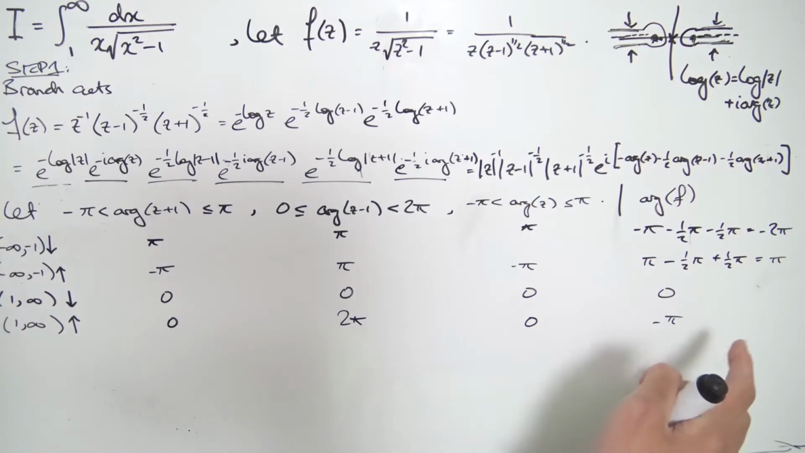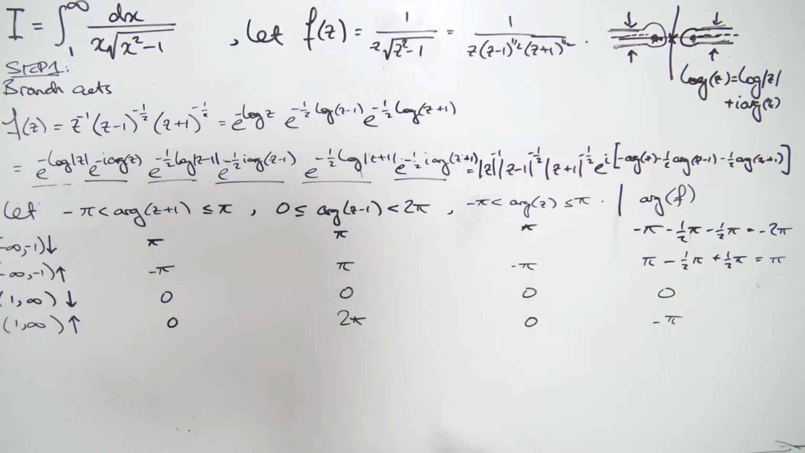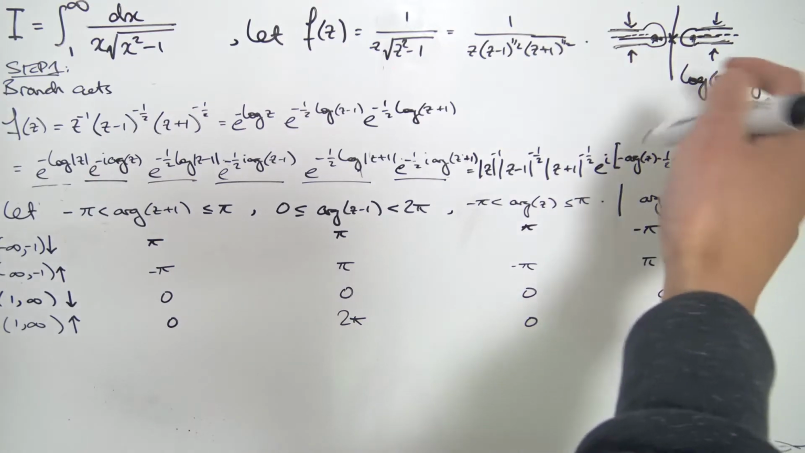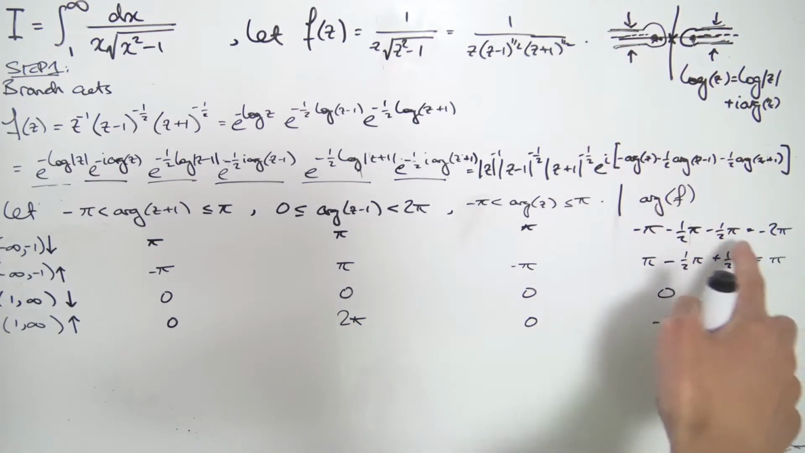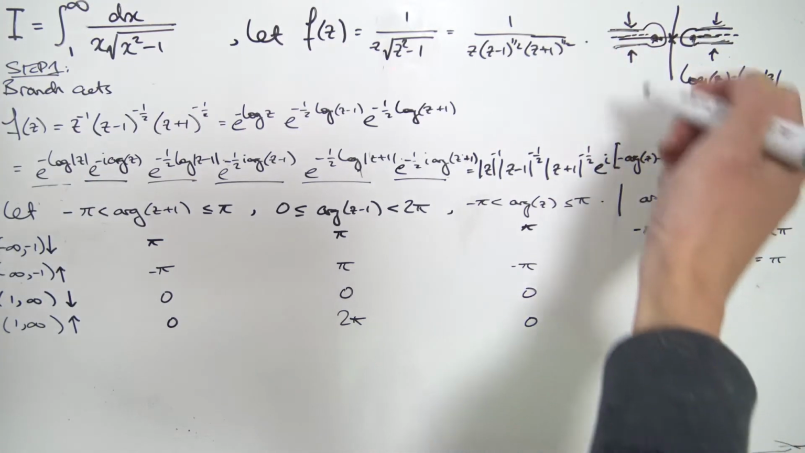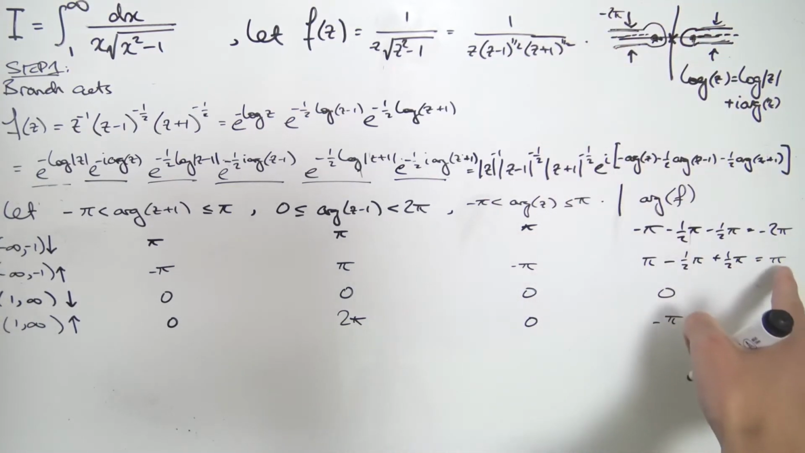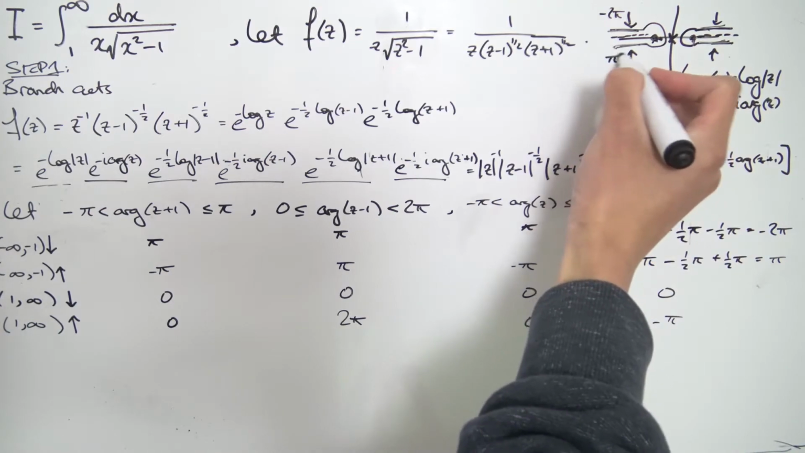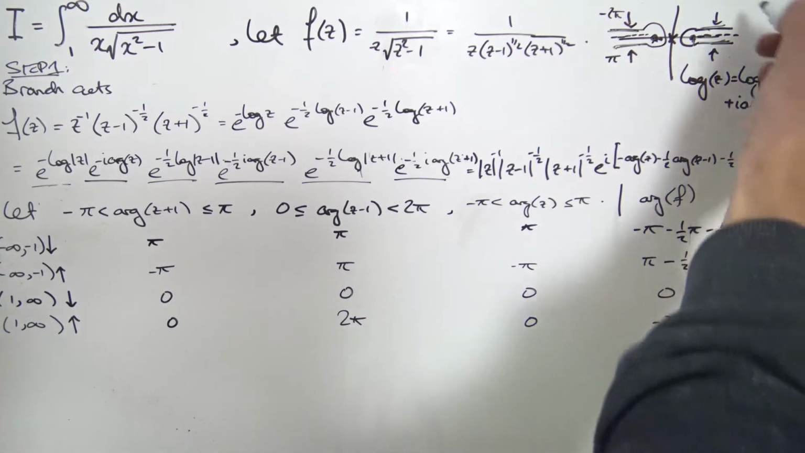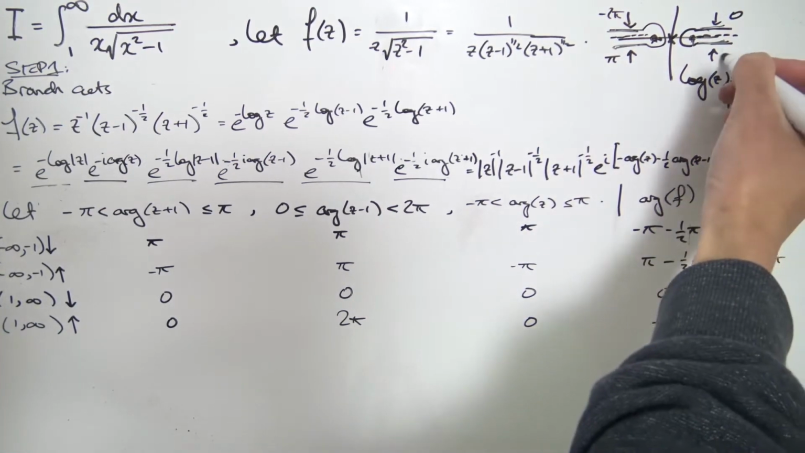Okay, so we know what the argument approaches on both sides of the branch cuts. So let's label these. We'll actually need this picture for later. So this is minus 2 pi, this is pi, this is 0, and this is minus pi.